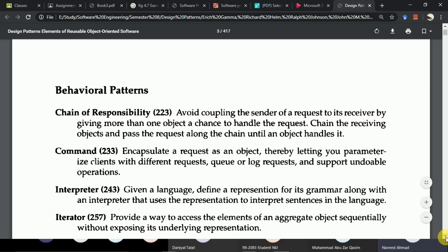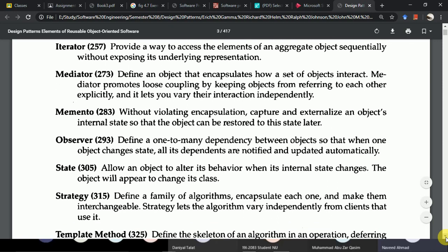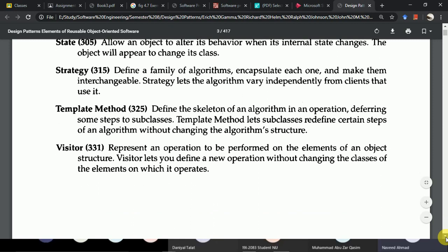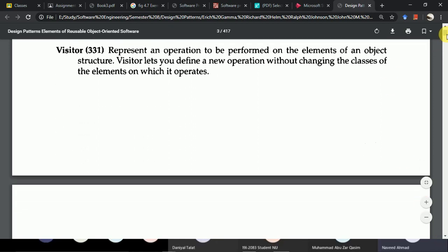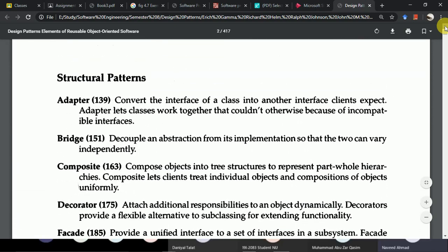And in behavioral patterns, we have chain of responsibility, command, interpreter, iterator, mediator, memento, observer pattern, state pattern, strategy pattern, template method, and visitor. So these are the total 23 patterns that we will cover in this course.